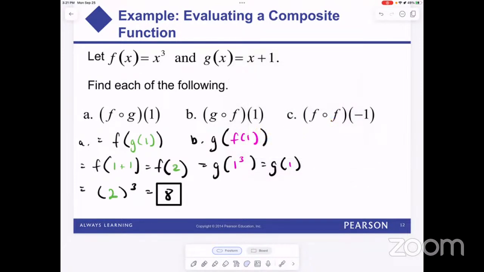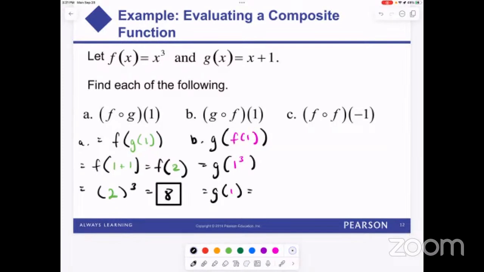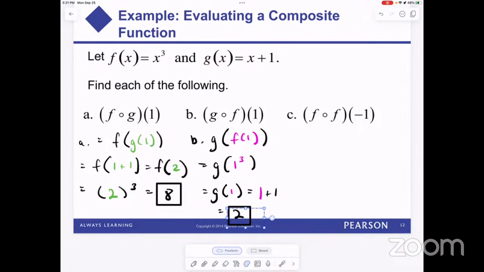Just for the sake of space, I'm going to move this on to the next line. So then g of 1 ends up being 1 plus 1. Sorry about that.